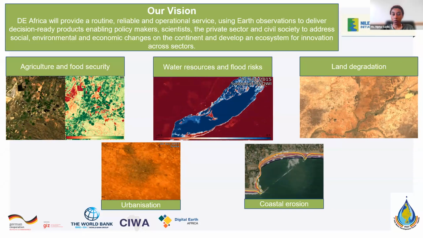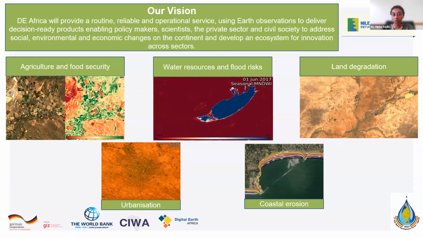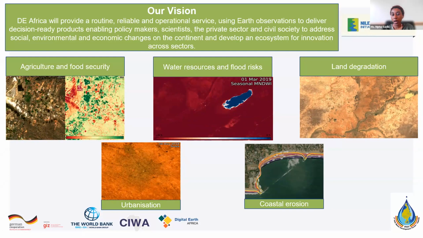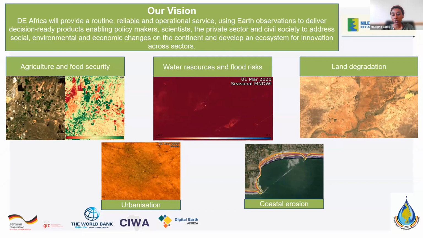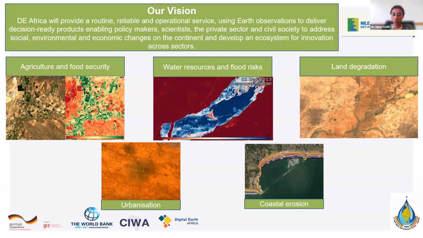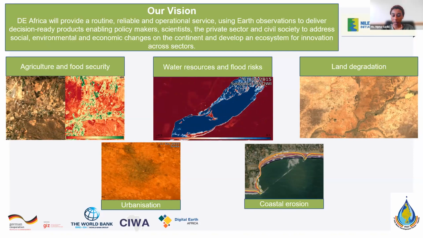So we are a platform that tries to provide routine, reliable, and operational service that uses Earth observation to deliver decision-ready products to enable policymakers, scientists, and a whole host of stakeholders to address social, environmental, and economic changes on the continent, and to also develop an ecosystem for innovation across different sectors. And these are the 5 thematic areas that we focus on. Obviously, today, my focus will be on water resources, but we also look at agriculture and food security, land degradation, coastal erosion, as well as urbanization.